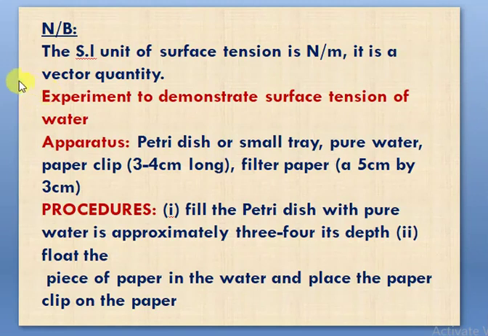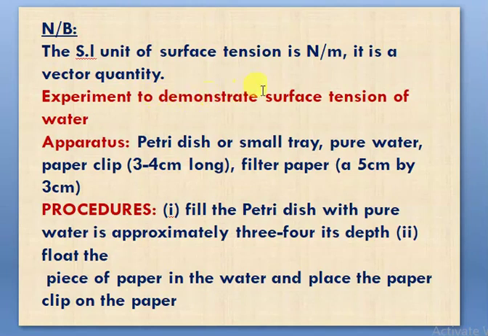Remember, we've talked about vectors and scalars. Vector quantities, we say they are those quantities that have both what? Magnitude and direction. But when you talk about scalar quantities, they are those quantities that have only what? Magnitude. They don't have direction. So your surface tension here is a vector quantity. Now we go to the experiment.